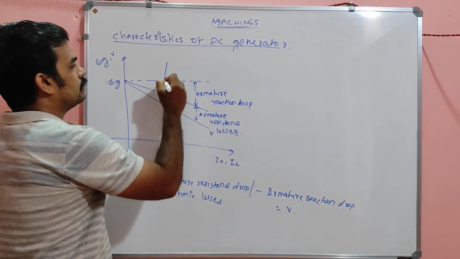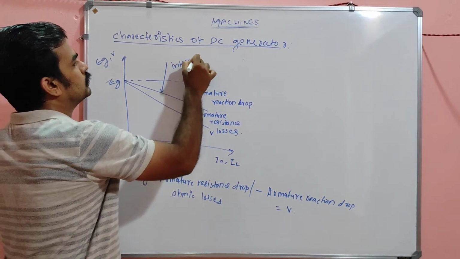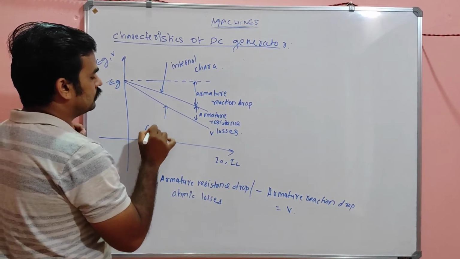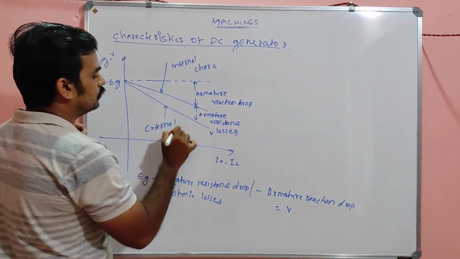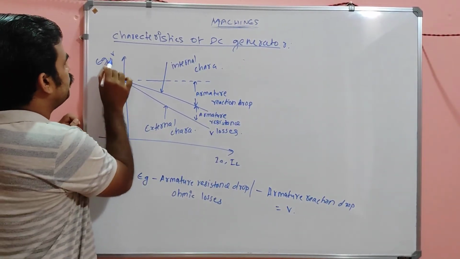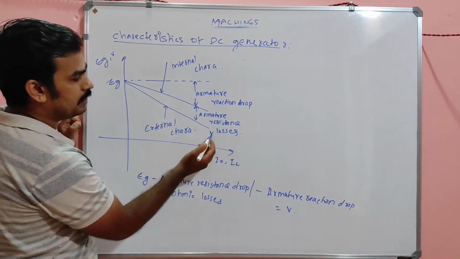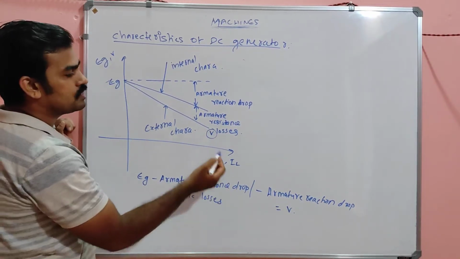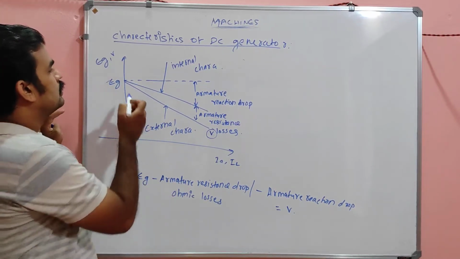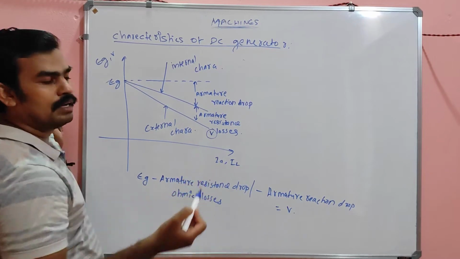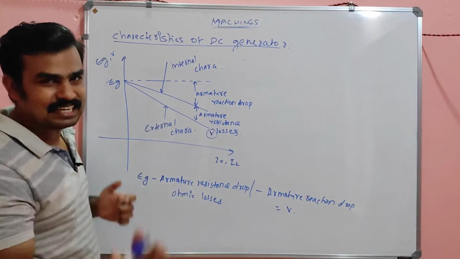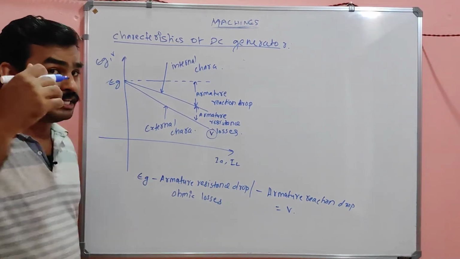This is called the internal characteristic, and this is called the external characteristic, my dears. Because external is nothing but V versus IL, so this is only V and IL. That is called the external characteristic. If it is internal characteristic, it is EG versus IA. So anything associated with V will be the external characteristic. That is the way in which you can remember.